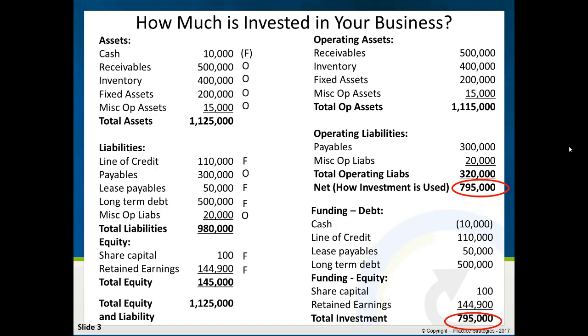The DuPont balance sheet is easier to understand, and it answers a number of key questions. How much is invested in the business? In this instance, $795,000. Where did the funding come from? How much of it came from debt? How much of it came from equity? And most importantly, from an operational perspective, what are the operational team using that funding for to operate the business? And in this case, the major investments are receivable, inventory, fixed assets, and payables.